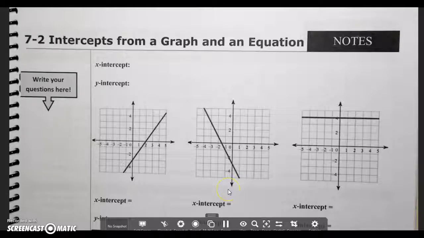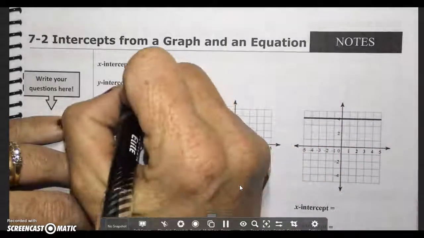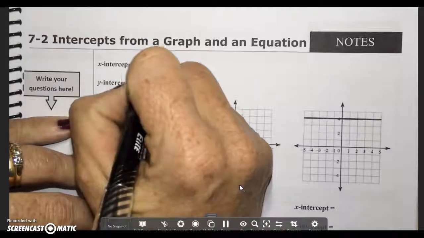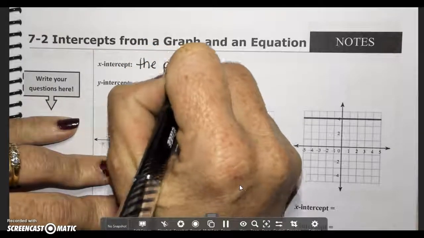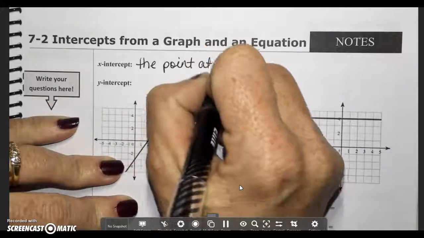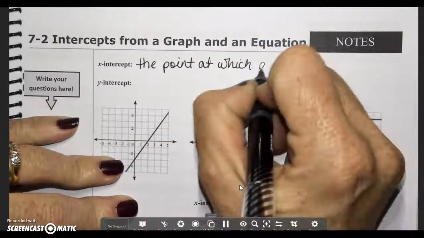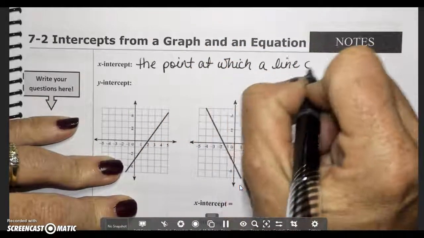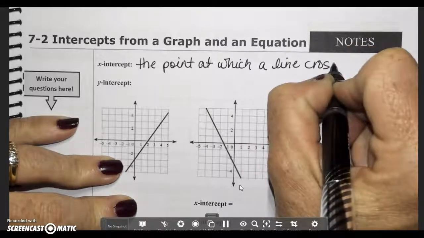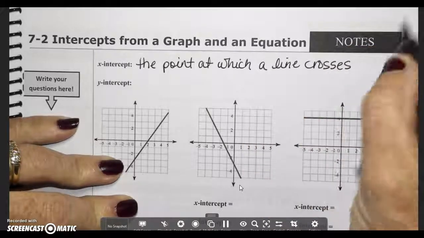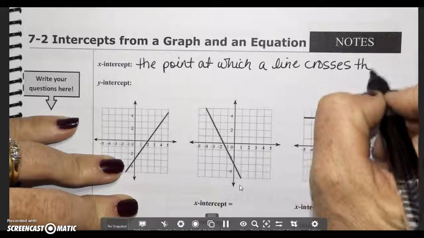All right, we're going to do 7-2 notes, intercepts from a graph and from an equation. So an x-intercept is the point at which a line crosses which axis? The x-axis, right?